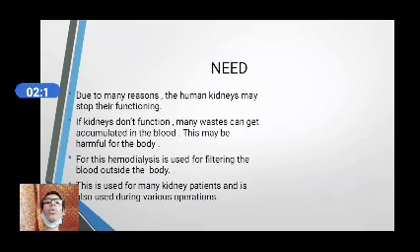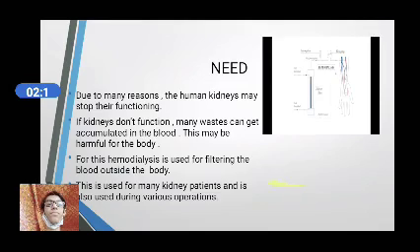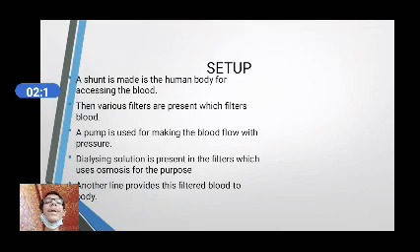Okay, so let's move towards the setup. A shunt is made in the human body for accessing the blood. You can see in my hand here, there are two types of blood vessels, one of them veins and one of them arteries. A shunt is made in both so that the blood can flow from them.